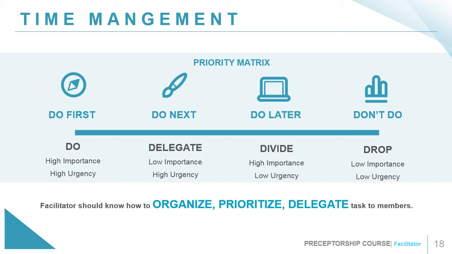The preceptor must know which task should be done first, which task to be done next, which can be delegated to the new staff, what can be done later or divided among the group, and which task should not be done, based on the level of importance and urgency of the task.